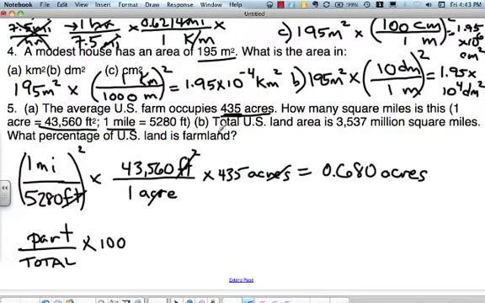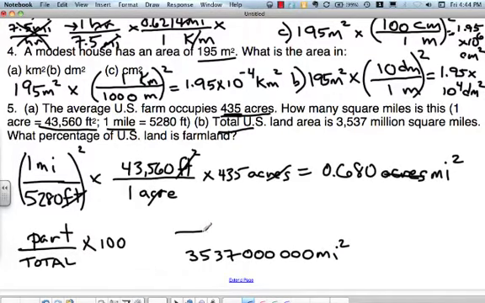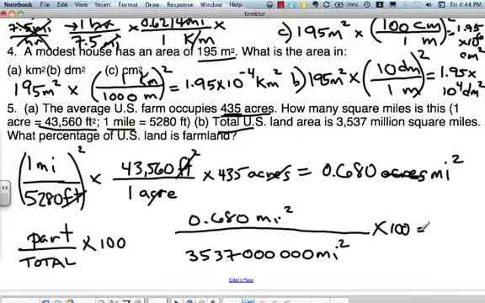So the total was given to you, so that's on the bottom. Oh, my bad, this was square miles: 3537 million, 1, 2, 3, 4, 5, 6 square miles is the total. The part is what you got in A, 0.680 square miles, times 100. It's going to be really small. 0.68 divided by 3537, 1, 2, 3, 4, 5, 6. I did that right. And I get, times 100, oops, 1.92 times 10 to the minus 8.